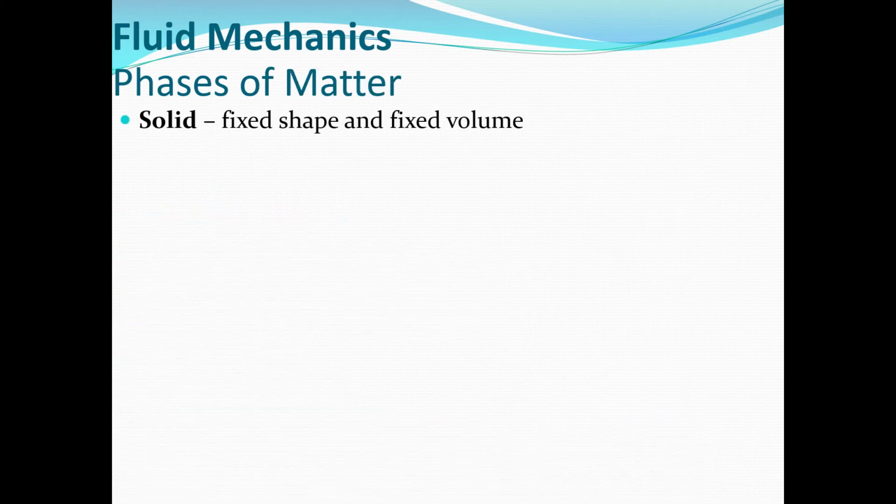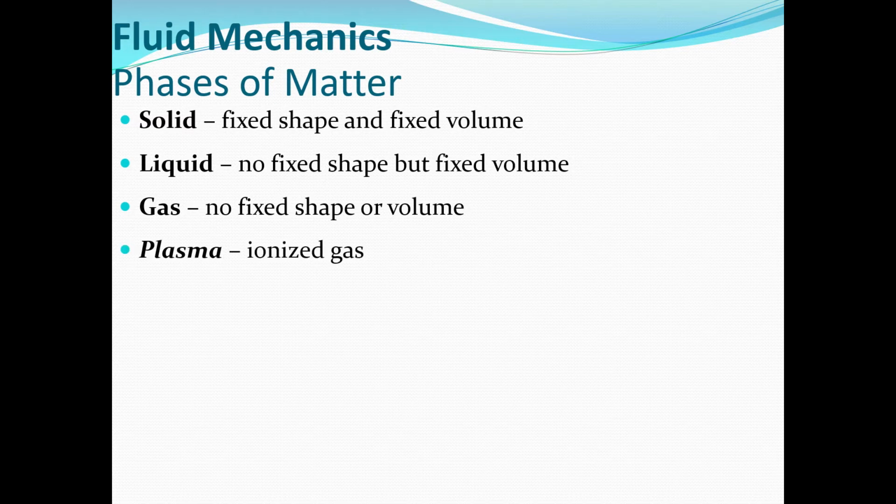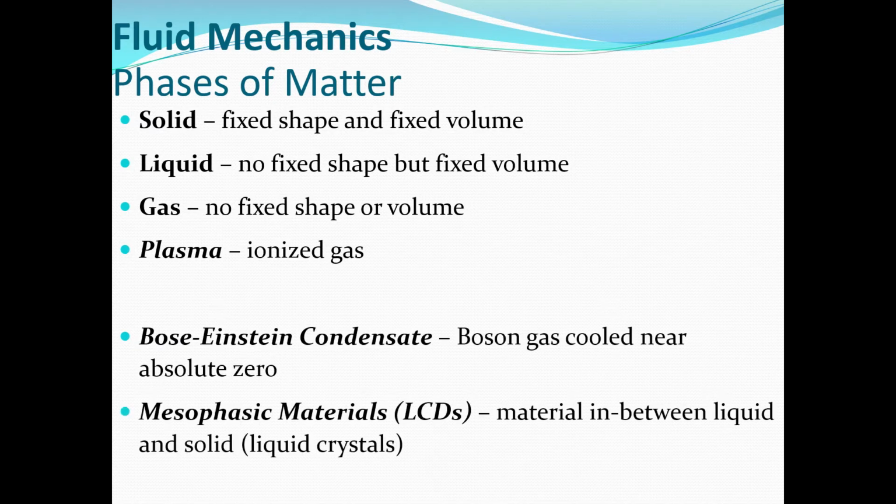So as you know, there's four main types of phases. The first one, solid, fixed shape, fixed volume. The second one being liquid, no fixed shape, but fixed volume. Gas being no fixed shape or volume. Then you have one step above that being a plasma, basically an ionized gas. And then there's some other special ones. So some examples of some special phases of matter would be something like a Bose-Einstein condensate.